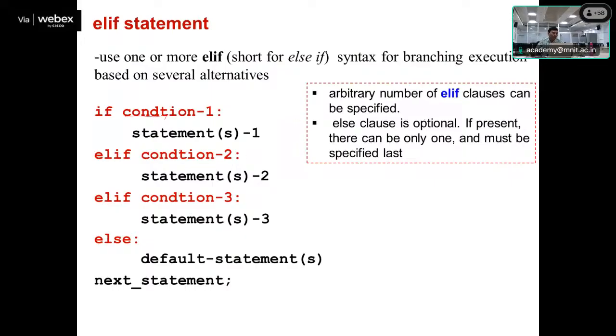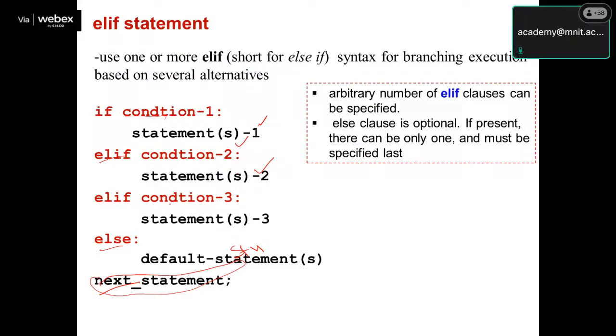So here you can check: if condition 1, statement 1, elif condition 2, statement 2, elif condition 3 with a colon, statement 3, else default statement, or you can say statement 4. And this next statement is the statement which is aligned with this if. Out of this if, it is not aligned with the if block. It will be outside of this if block.